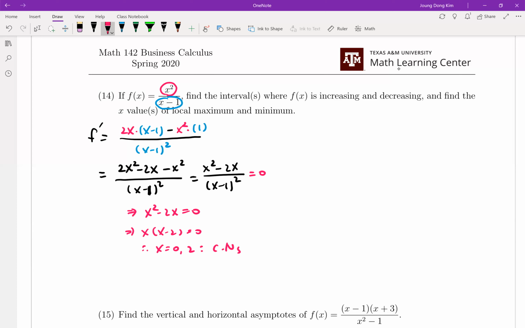But for this problem, not only the critical number, but also you have to think about the partition number. What is the difference between partition number and critical number? Basically, partition number includes the undefined point as well, okay? So here we go. The numbers are x equal to 0, 2, and 1 as well, okay? But keep in mind, this is an undefined point, which is the vertical asymptote, okay? So we must include this one in my sign chart. Whenever you find this, we're going to do the sign chart, okay?